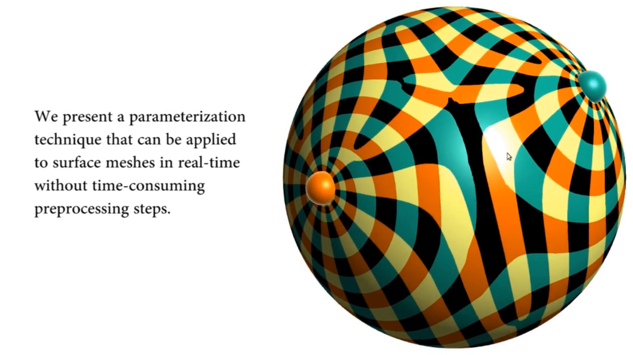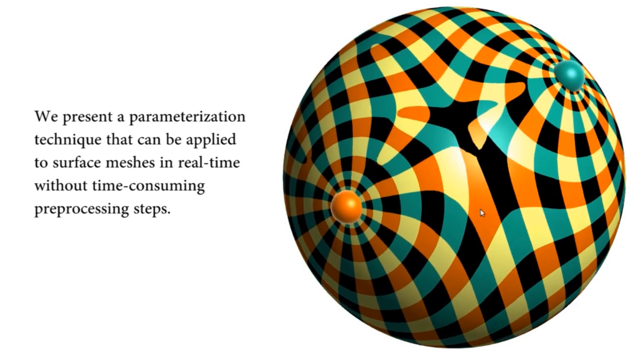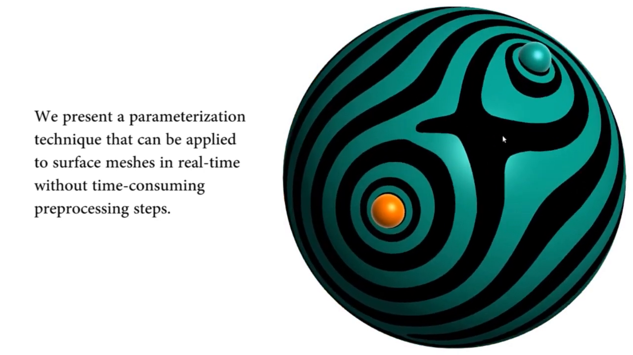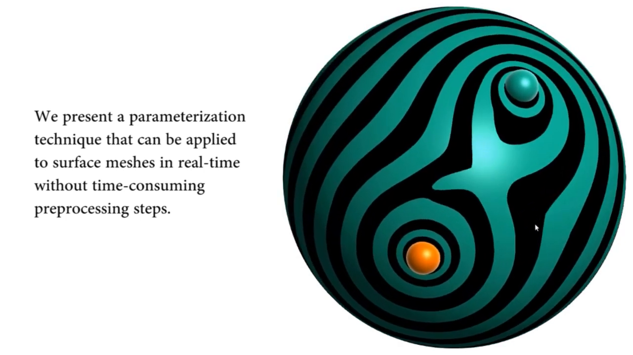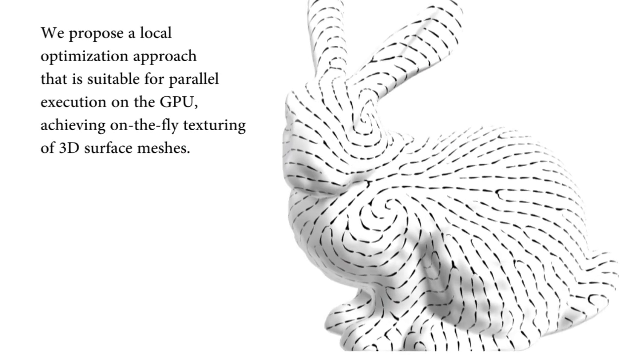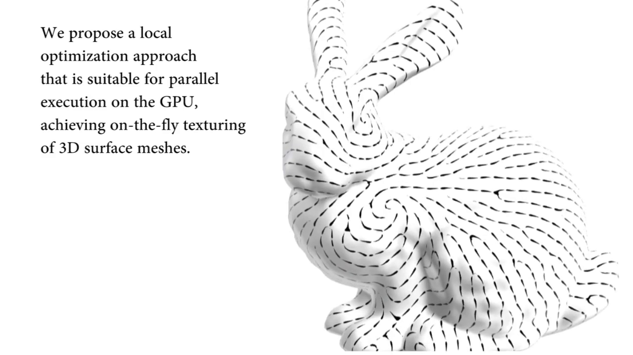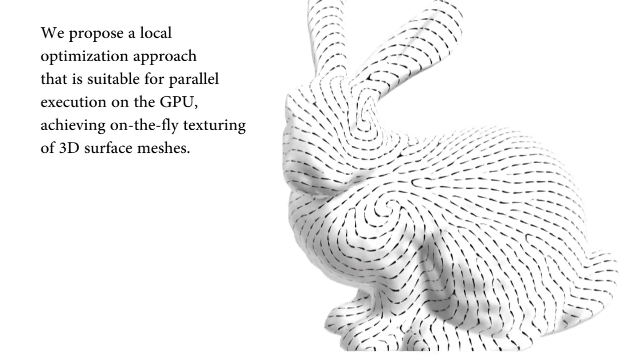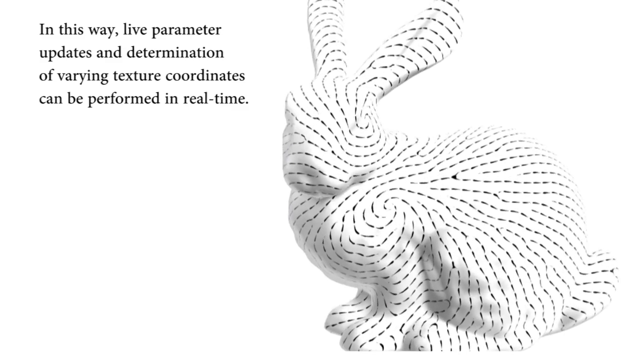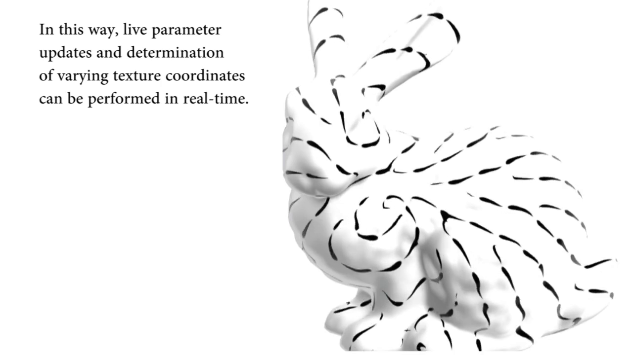We present a parameterization technique that can be applied to surface meshes in real time without time-consuming pre-processing steps. We propose a local optimization approach that is suitable for parallel execution on the GPU, achieving on-the-fly texturing of 3D surface meshes. In this way, live parameter updates and determination of varying texture coordinates can be performed in real time.